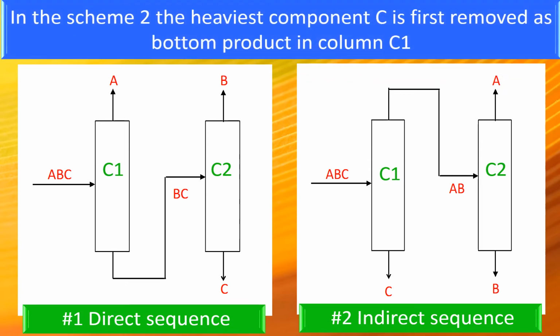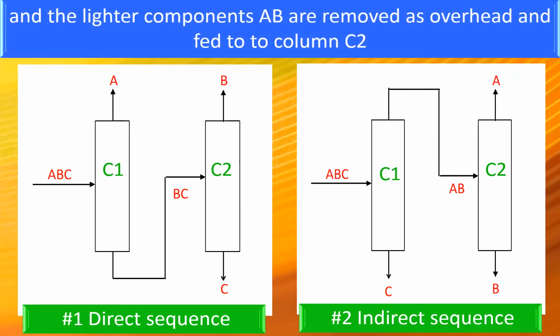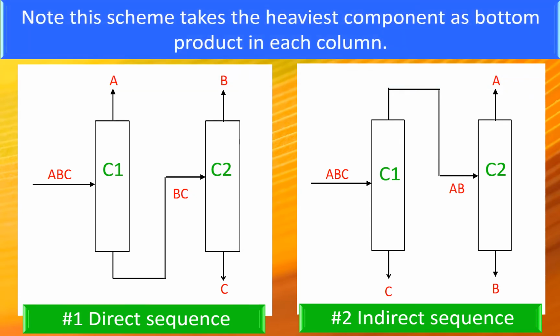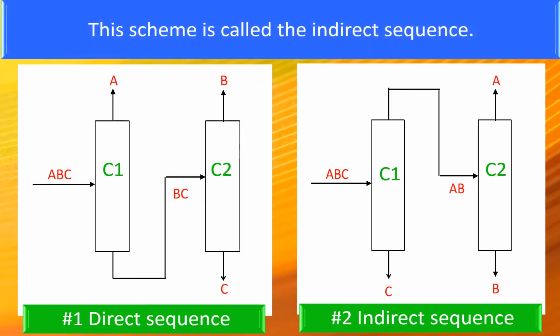In scheme 2, the heaviest component C is first removed as bottom product in column C1, and the lighter components A and B are removed as overhead and fed to column C2, where again the heavier component B is separated as a bottom product and the lighter component A is removed as overhead. Note, this scheme takes the heaviest component as bottom product in each column. This scheme is called the indirect sequence.